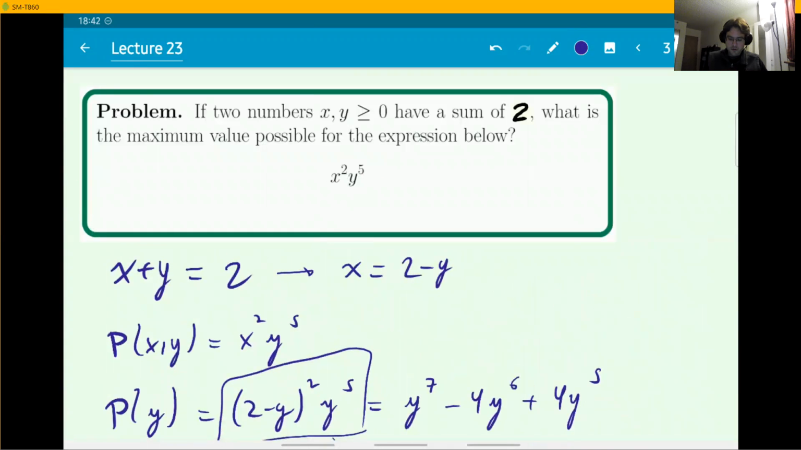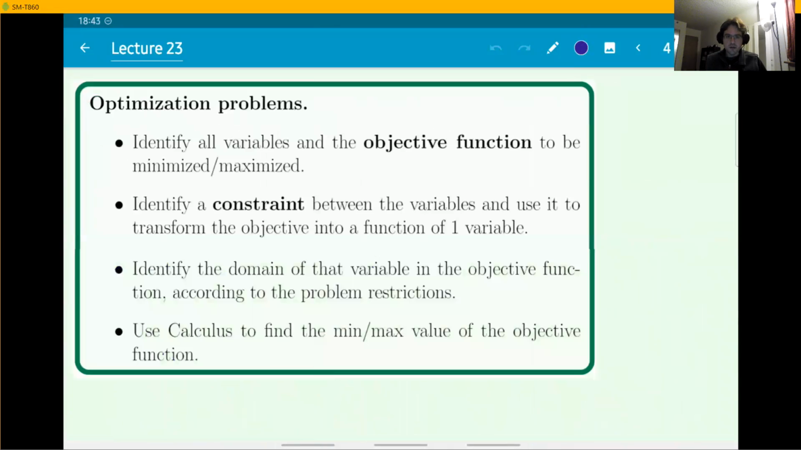Okay, so now let's move on to some guidelines. What is going on in optimization problems? First of all, you need to identify all the variables. It was the x, y, and the objective function to be minimized or maximized. That's the x times y, or in the previous case, it was x squared y to the 5th.